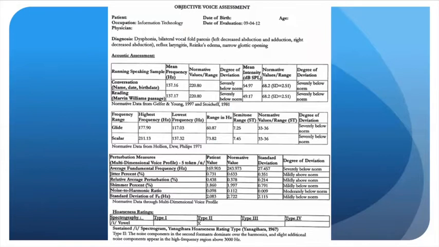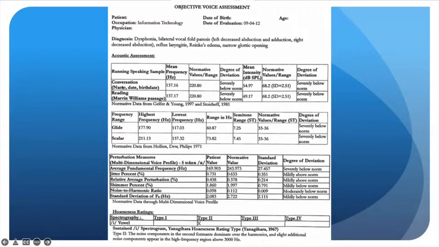So this is an example of an objective voice assessment that I conducted while I was working in Philly. So we have a particular patient here. All the identifying information has been removed, but this individual had a diagnosis of dysphonia, just that broad term of a voice problem. They had bilateral vocal fold paresis, left decreased abduction and adduction, right decreased abduction. They had reflux laryngitis, rhinitis edema, and narrow glottic opening.